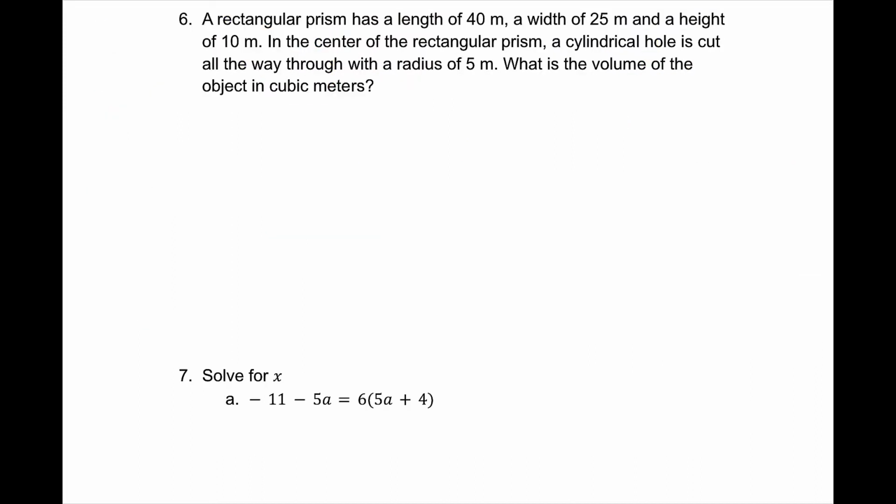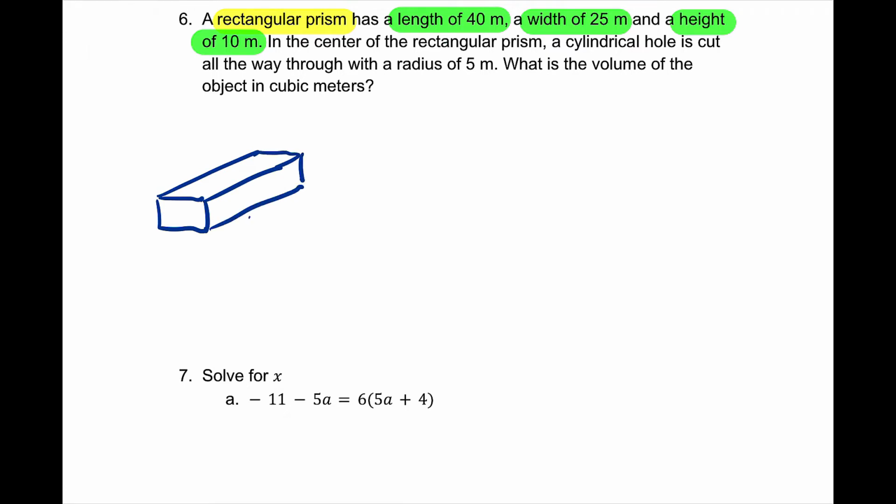Okay, question number 6. We have a rectangular prism, and it gives us some information about it. It has a length of 40 meters, a width of 25 meters, and a height of 10 meters. So I've got all my dimensions, and they're all in the same units. That is good. So I'm going to start off by drawing the rectangular prism. Okay, and that looks good enough.